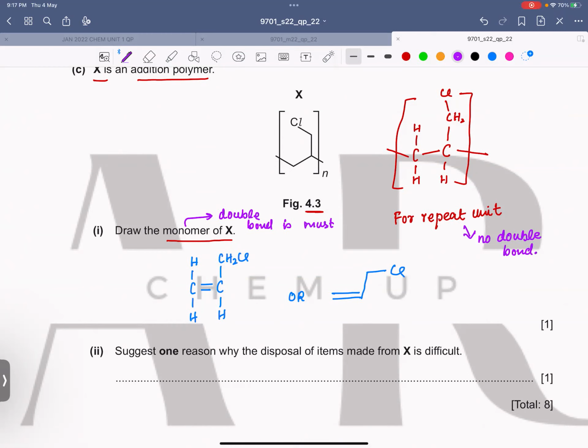Skeletal and displayed both are acceptable, right? Yes, because they have just written that draw the monomer of X. They didn't mention which type of formula you have to represent. So there is no need to specify. You can draw it in either way.